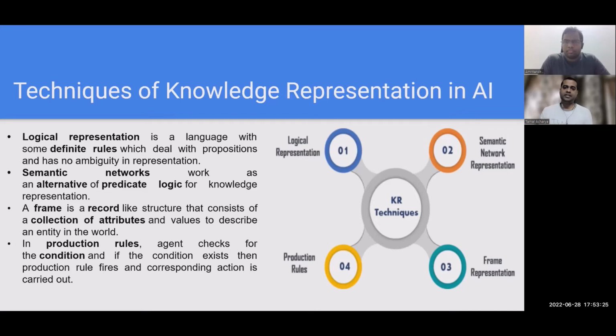If the condition exists, then the production rule fires and the corresponding action is carried out. So in simple terms, this means you acquire all this knowledge and form all the representation. Then you tell the agent to do something.